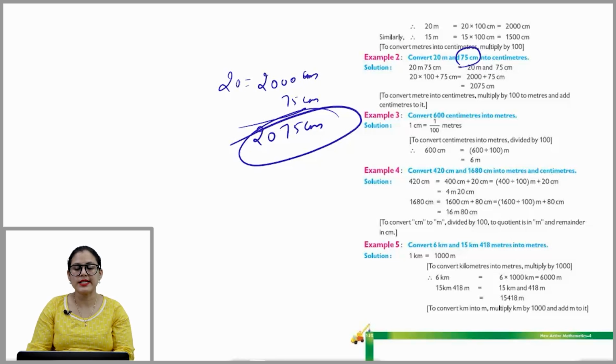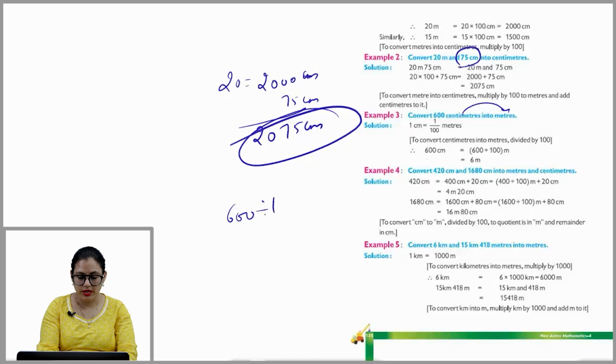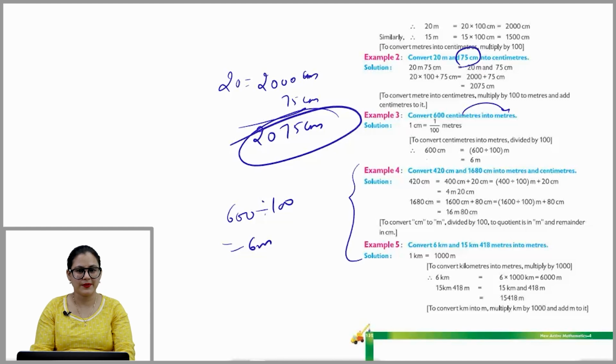Example 3, convert 600 centimeters into meters. Now we have to convert centimeters into meters. In this case, we will divide by 100. So when we divide 600 by 100, we get the answer 6 meter, right? Similarly, we will do these examples.